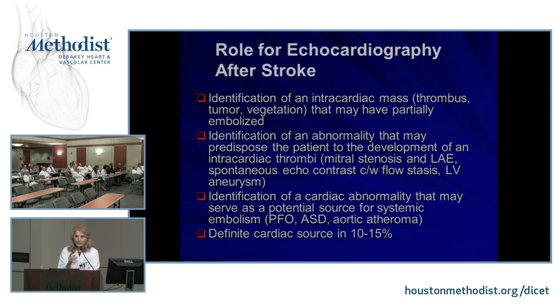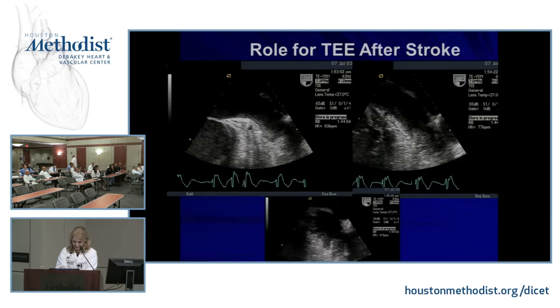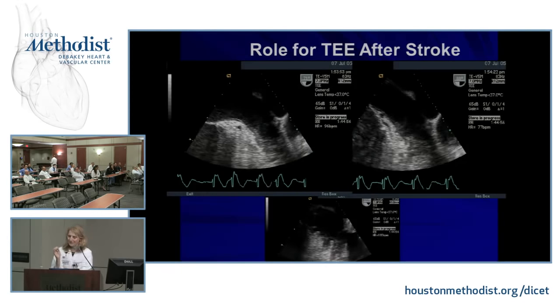So I frequently get asked this question: what is the role for echo after stroke? Basically, we're looking for an intracardiac mass that may have partially embolized. We're also looking for something that may predispose to the development of intracardiac thrombi, and a cardiac abnormality that may serve as a potential source for systemic embolization. But that all said, it's only positive in 10 to 15% of cases. Most of the time we do this and find nothing, but I'm going to show you some cases where we actually found something.